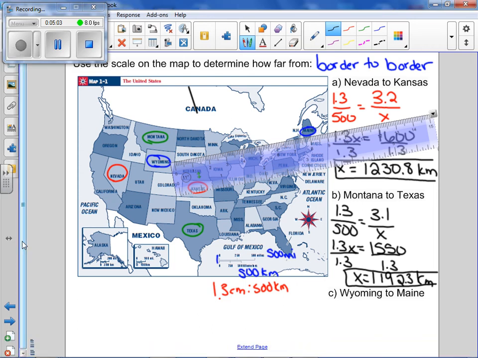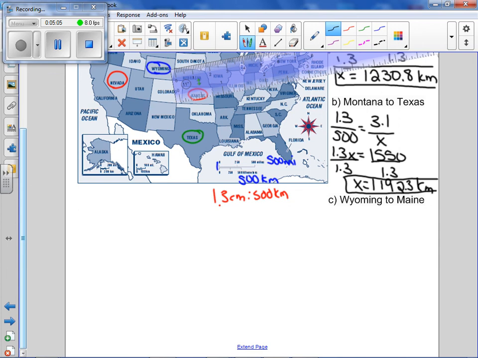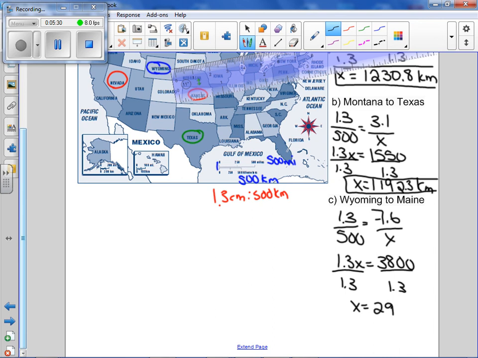So now I write my same scale, 1.3 over 500. There was 7.6 centimeters, and I'm solving, so now I cross multiply. 1.3 times x is 1.3x. 500 multiplied by 7.6 is 3,800. Divide by 1.3, divide by 1.3. And I get x to be roughly 2,923.1 if I round kilometers.